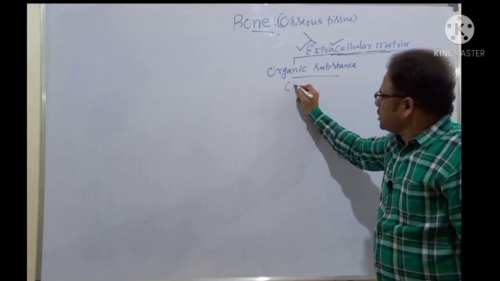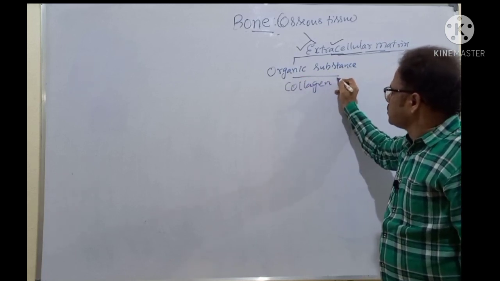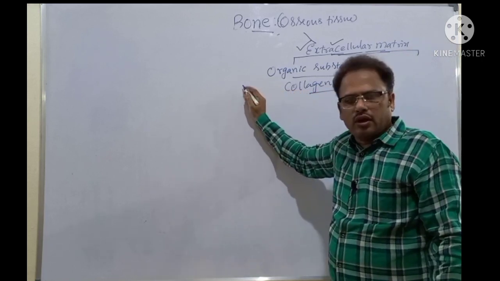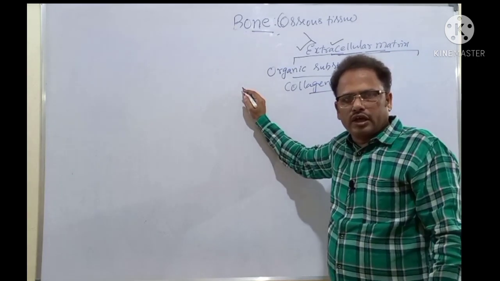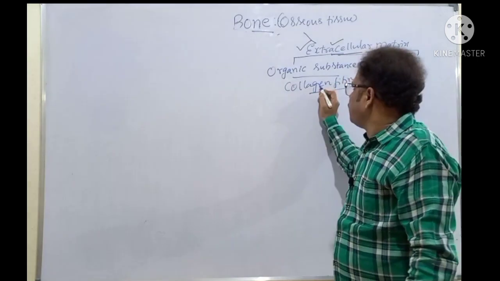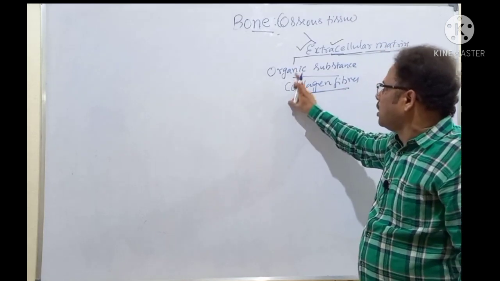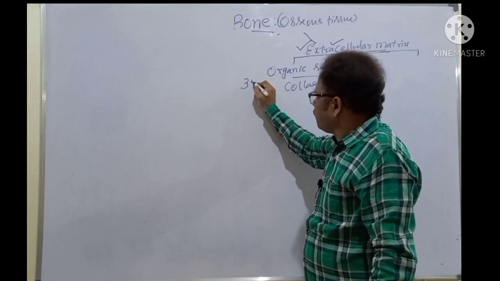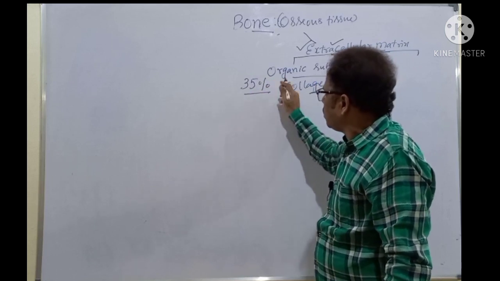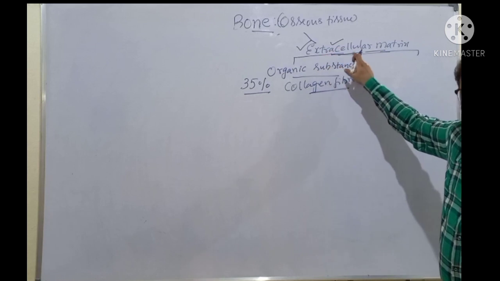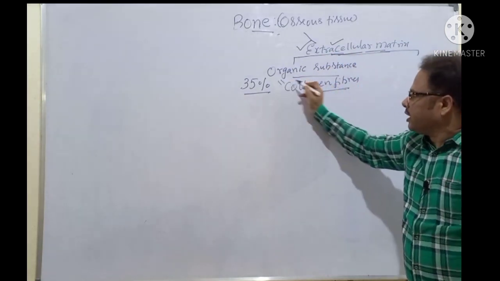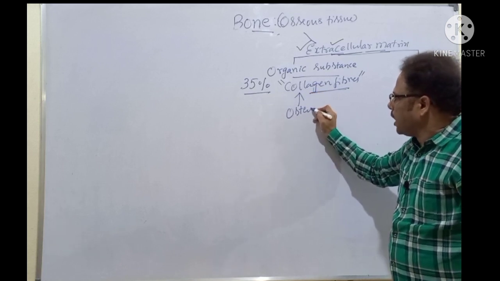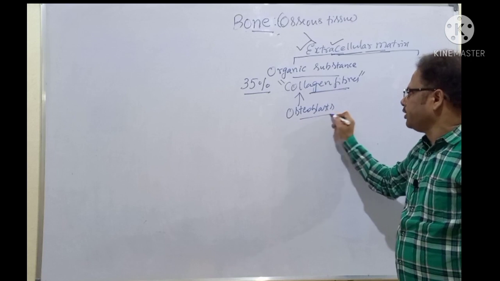The organic substance is in the form of collagen fibers. I told you that these collagen fibers are formed by which cells? Osteoblasts, which are the immature but active cells. They form the collagen fibers, which form the organic substance. How much organic substance is there? Roughly around 35% of the extracellular matrix of the bone is organic substance, in the form of collagen fibers. And these collagen fibers are formed by osteoblasts. I told you just now, isn't it?